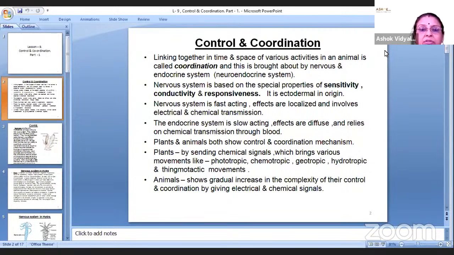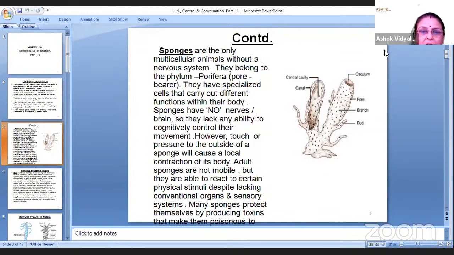In case of animals, there is a gradual increase in the complexity of their control and coordination by giving electrical and chemical signals. Now let's understand about the sponges first. Sponges are the only multicellular animals without a nervous system. Imagine, students, sponges are the only multicellular animals without a nervous system. They belong to the phylum Porifera. Porifera means they bear a large number of pores.